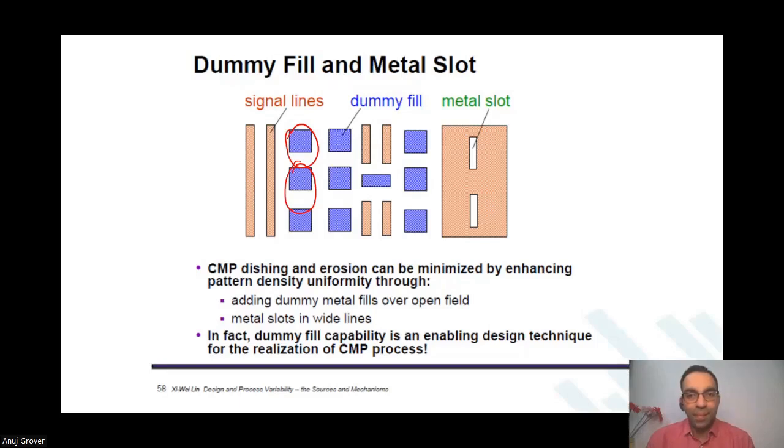Sir, actually my doubt is, once we have done the layout, then we do the parasitic extraction, right? And GDS also is a layout file only. So sir, if I've done the layout and at the layout stage I am adding this kind of dummy fills, then why can't I characterize them?